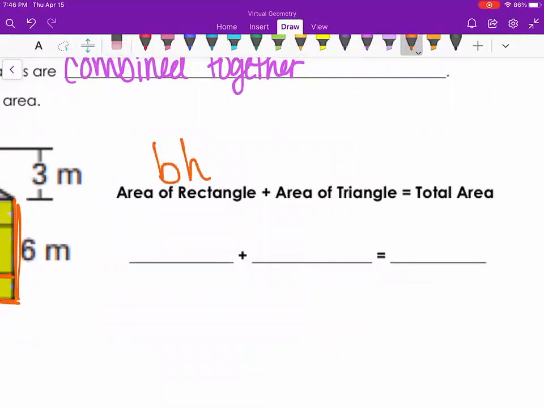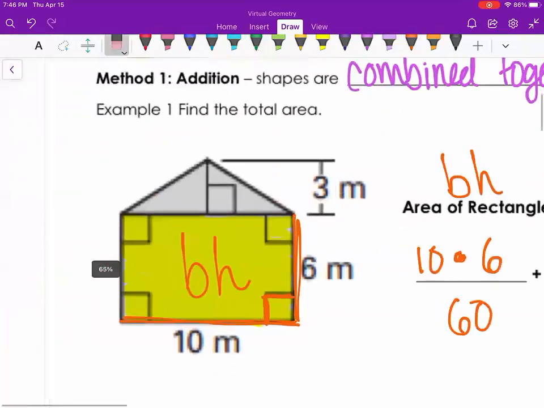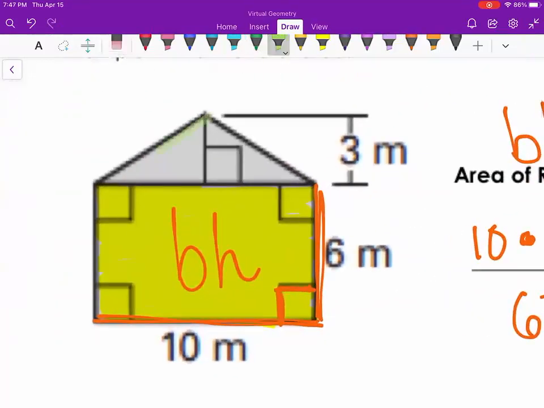So base times height. So 10 times 6. So this first part will give me 60. Now we're going to add to that the area of the triangle. For a triangle, I need a base and a height, and then I have to divide it by 2. So let's go back over and look at our shape. On top is where we have that triangle.